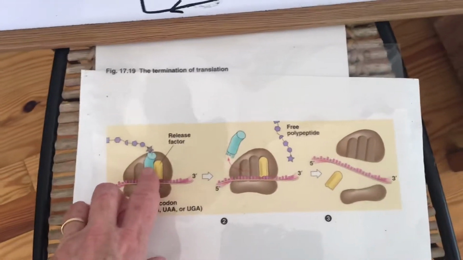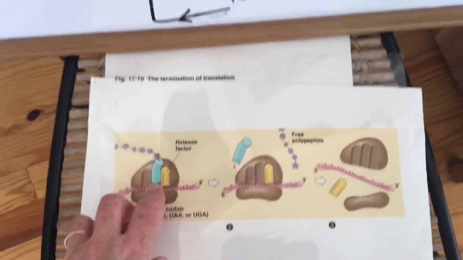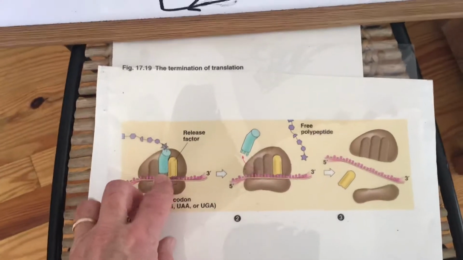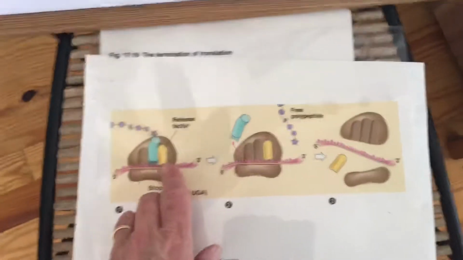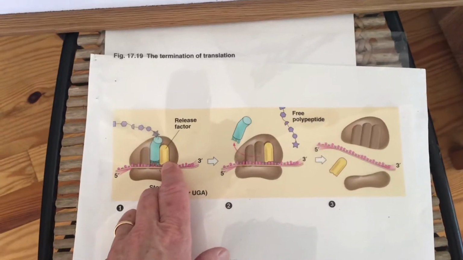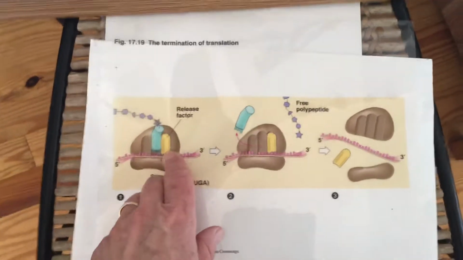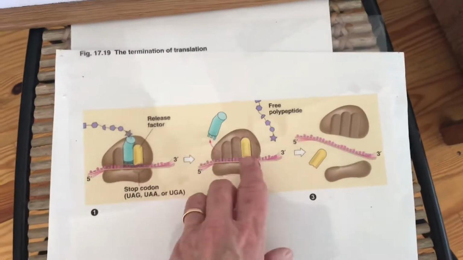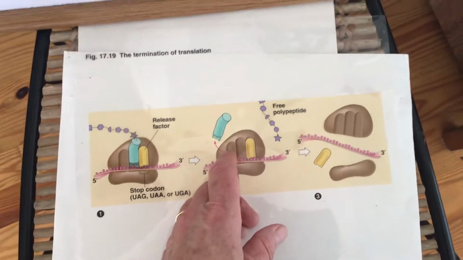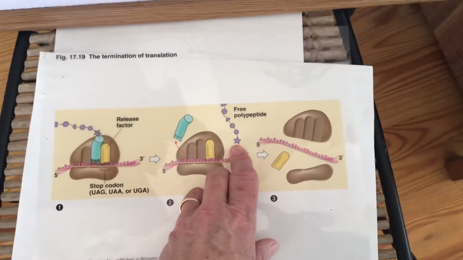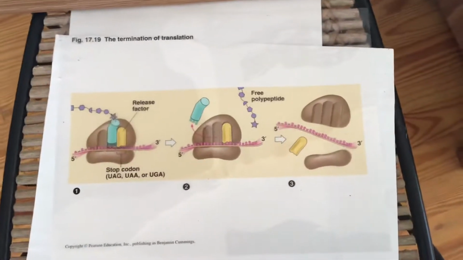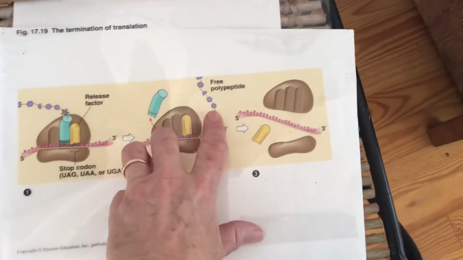You can see that the transfer RNA that is now in the P site, that was in the A site, still has the amino acids attached. But in this case, the release factor doesn't carry with it an amino acid. So what it does is it basically releases the last transfer RNA. What that does is it leaves the free polypeptide, which is like the native linear sequence of the amino acids.